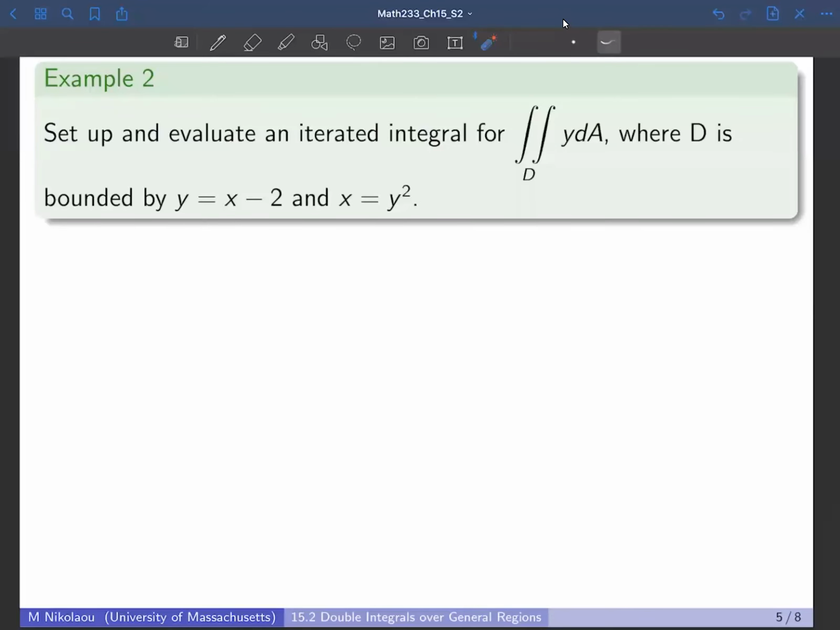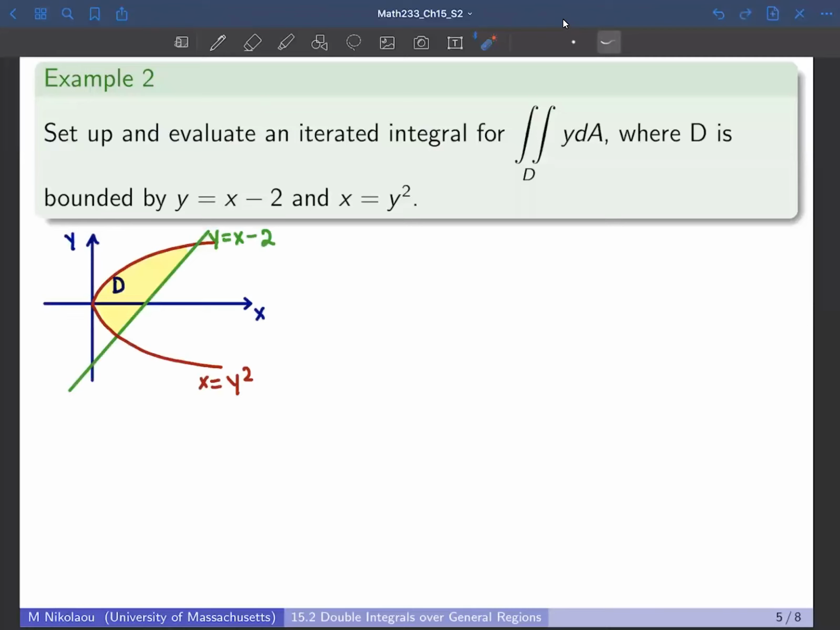In this example, we're asked to set up and evaluate an iterated integral for the double integral over the region D of y times dA, where D is bounded by the line y equals x minus 2 and the parabola x equals y squared. So let's sketch the region D. And we see here that the region D is bounded by the line y equals x minus 2 and the parabola x equals y squared.